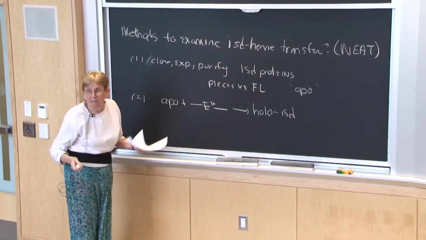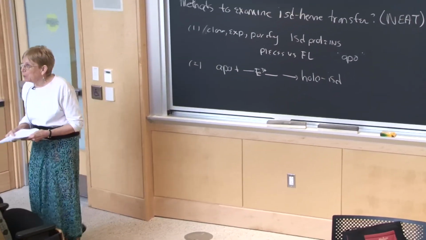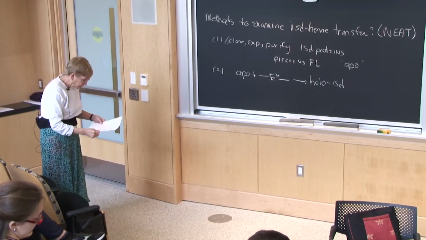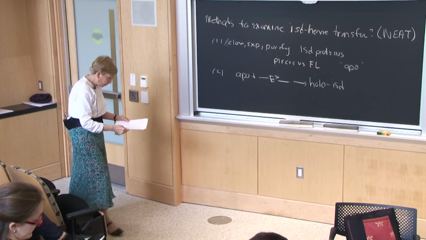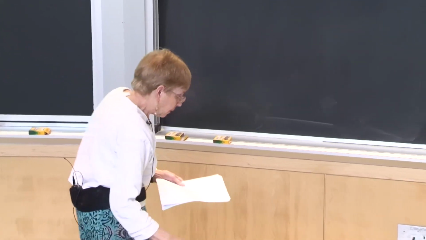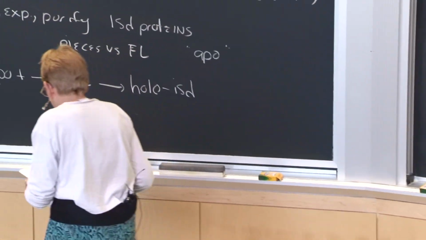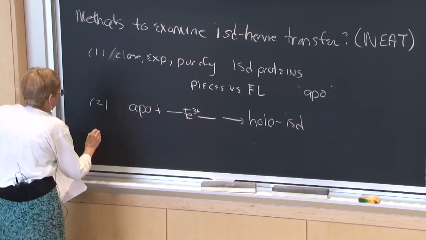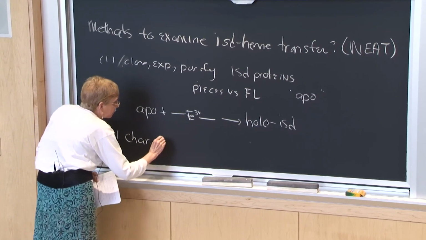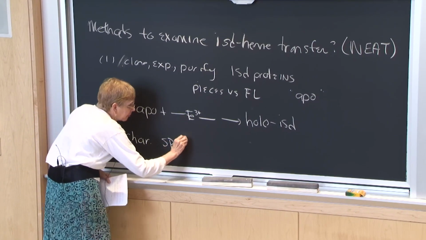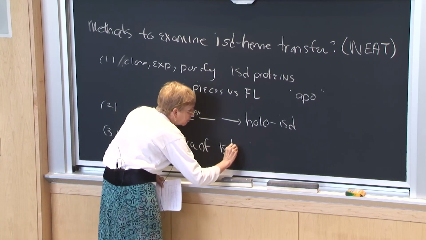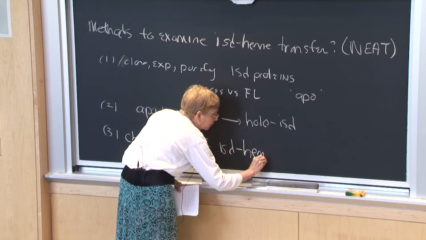And then you need to purify that so you can get rid of any free heme. You don't want a bunch of heme floating around. So it's yet another purification, which may or may not be easy. After you do that, you need to characterize the spectra of the ISD proteins loaded with heme.